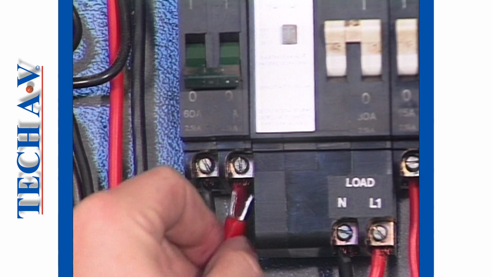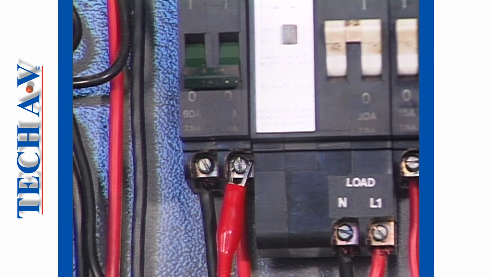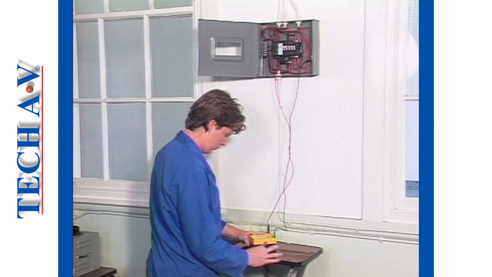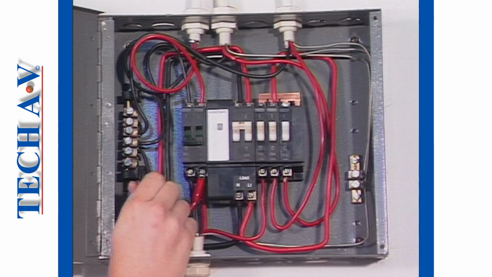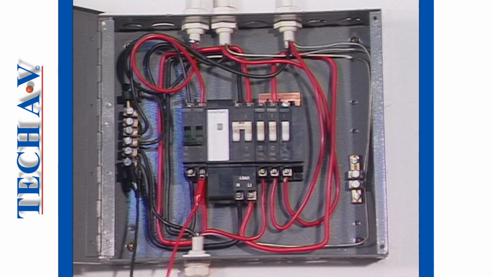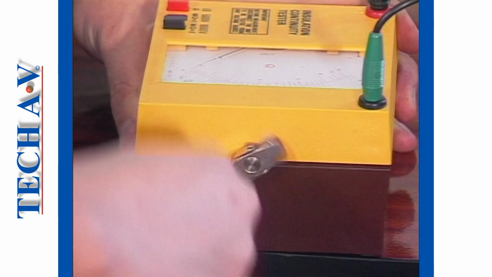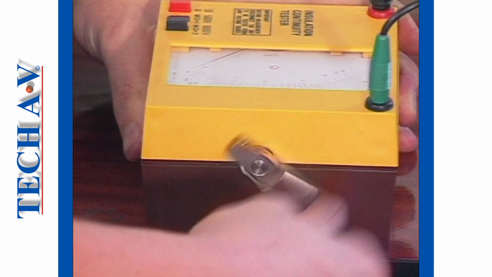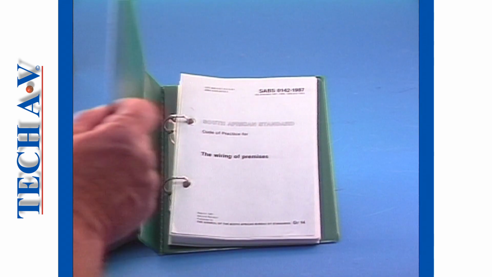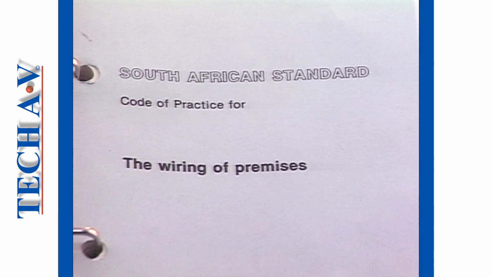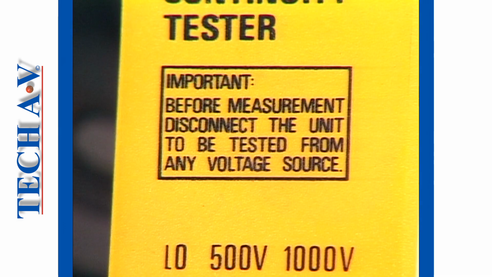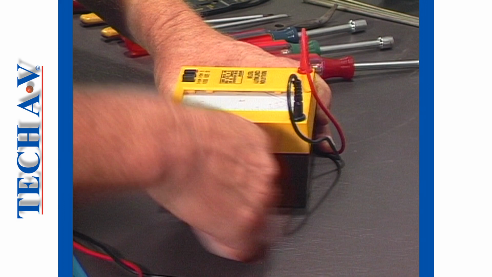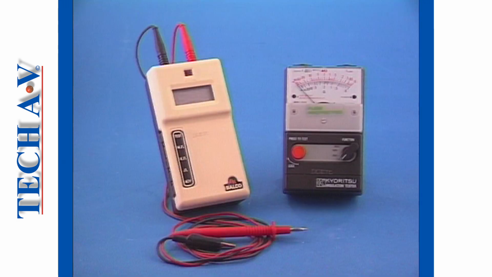Next, we connect to the live side of the switch, and again a reading is taken. Finally, we check between neutral and live on the main switch. Readings obtained are noted and compared to the ruling regulation of the SABS Code of Practice for the wiring of premises. The test we have just described is only one of many tests that requires the use of a megohm meter. After the break, we shall demonstrate a practical application for an electronic megohm meter.